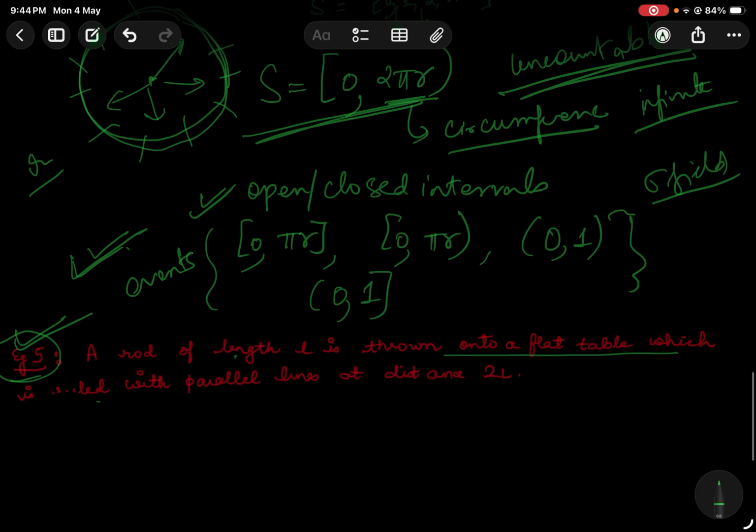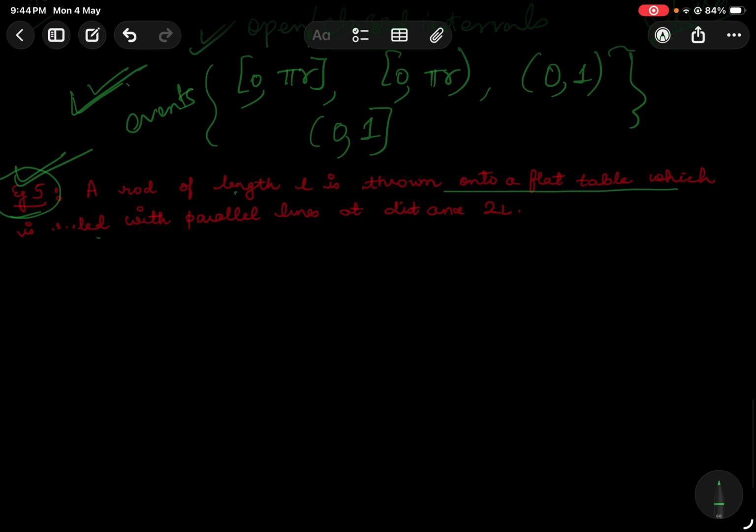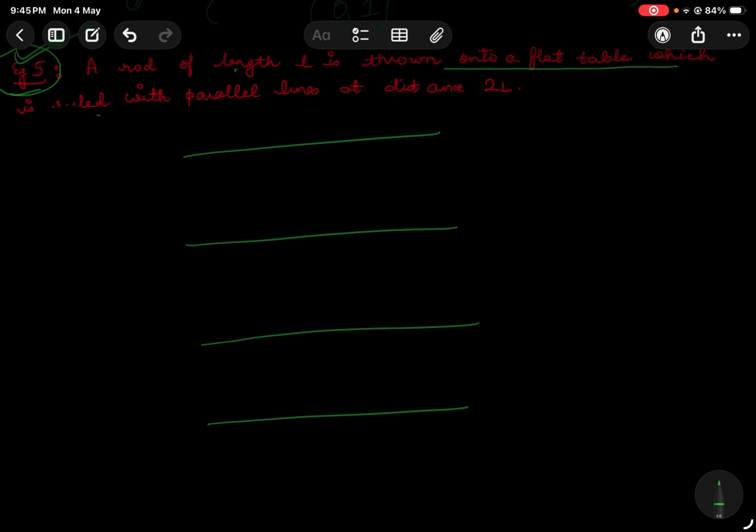Now, I want to give you a homework problem. This is a bit difficult, but we'll discuss it in the next lecture. So you can just try it on your end. Let's get into it. So we have a table which is divided into lines, and the distance between the lines is 2l, and you have a rod of length l, and you just throw it here. Okay, you just throw the rod.